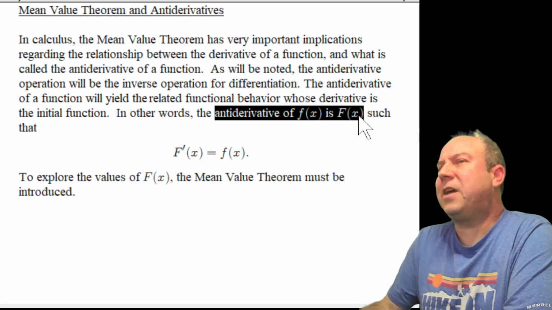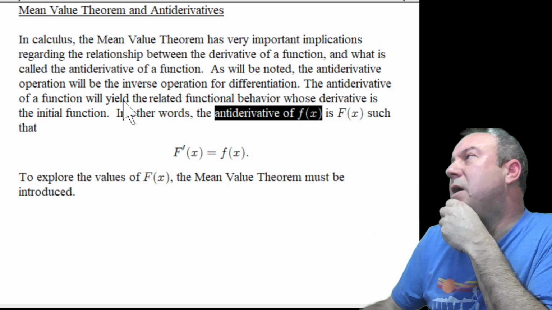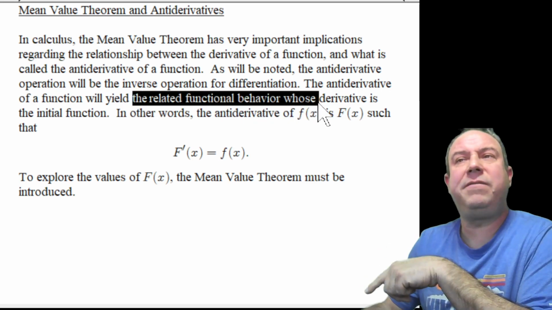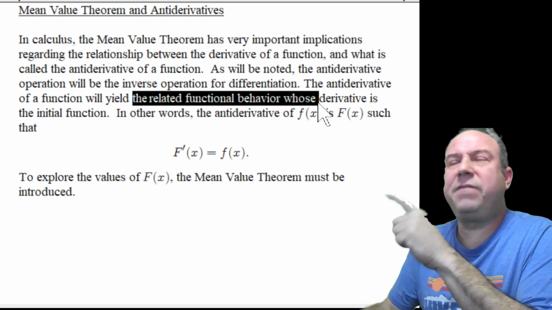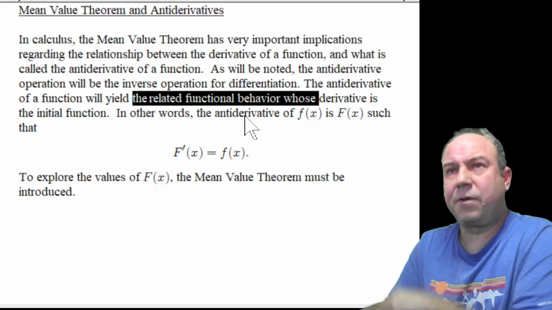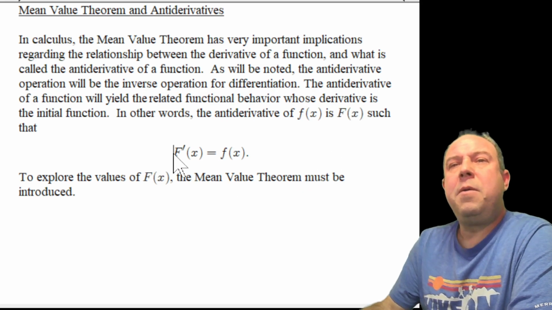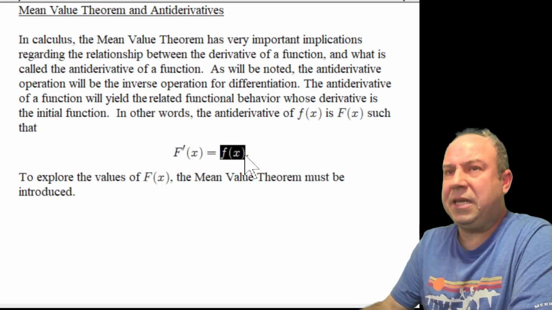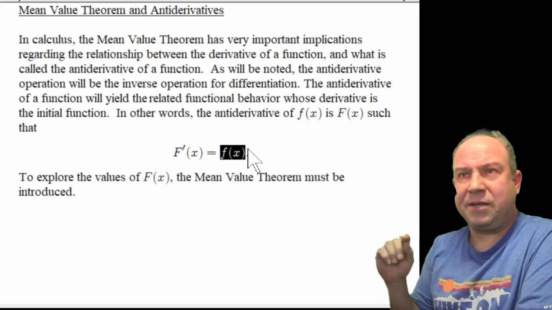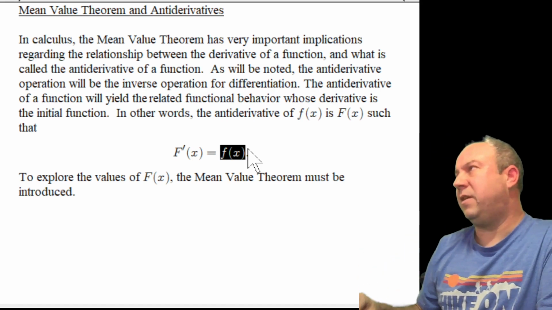The antiderivative of f of x we think of as a function whose behavior is such that when you take its derivative, it's equivalent to the function that it is the antiderivative of. If we think about the antiderivative of little f being big F of x, big F's first derivative would be equal to little f of x. That would be the idea behind an antiderivative operation.